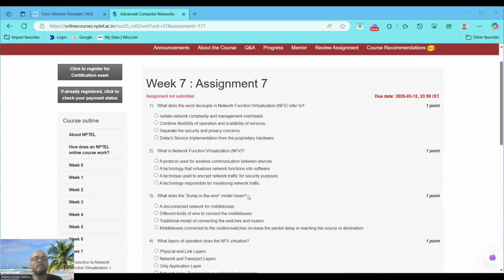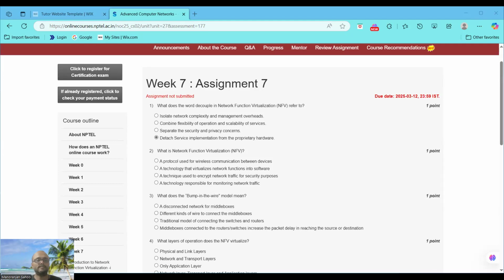What does the word decouple in network function virtualization, that is NFV, refer to? Four options are given. Network function virtualization means separating service implementations from the proprietary hardware. That is option D. Why do we choose option D?